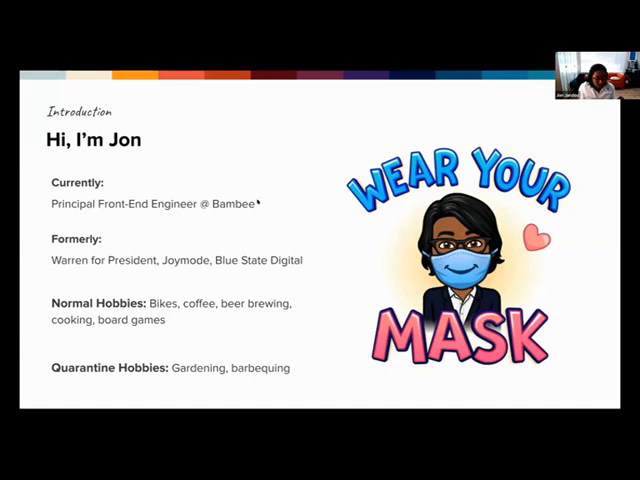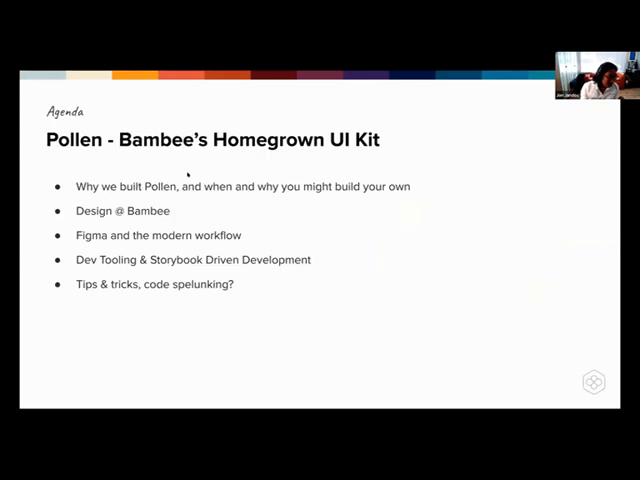Under normal times, my hobbies include bikes, coffee, beer brewing, cooking, board games, like nerdy board games, like Settlers of Catan is entry level nerdy for me. I go way nerdier than that. And then in quarantine, I've been doing a lot of gardening and barbecuing, which has been fun. This weekend I smoked a brisket for 12 hours and it was fantastic. So that is how I've been spending my quarantine.